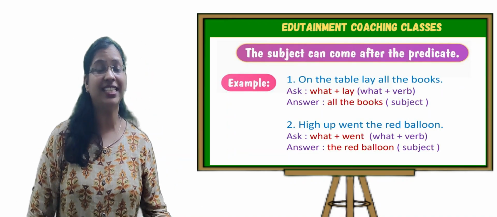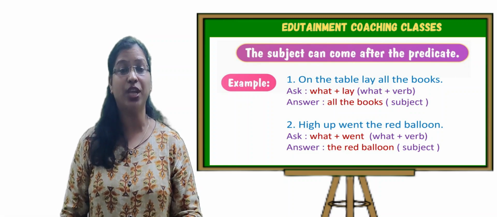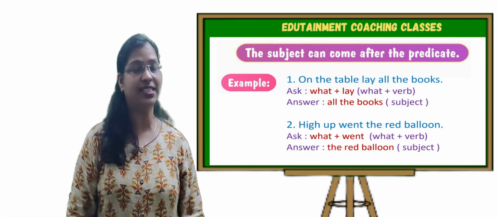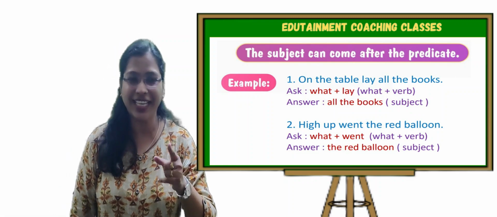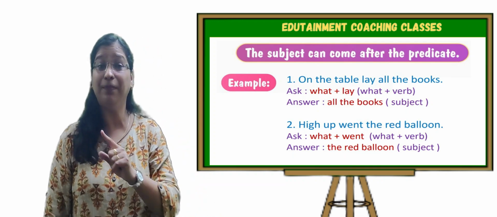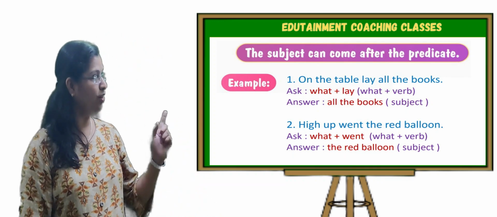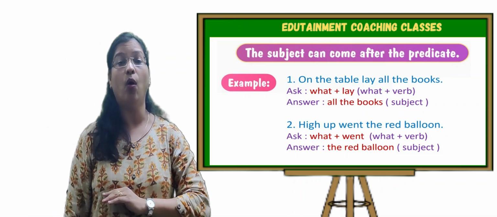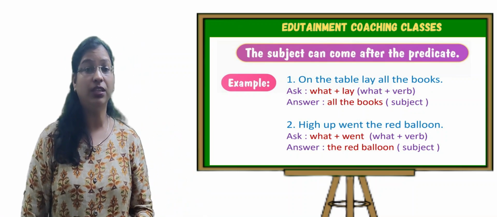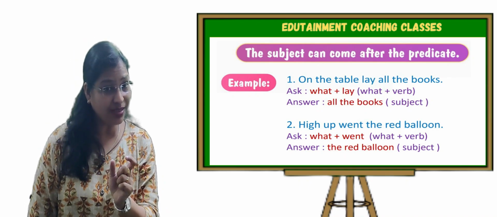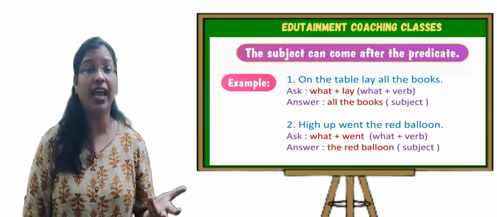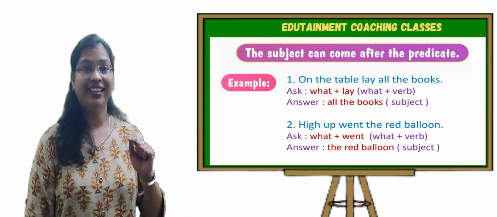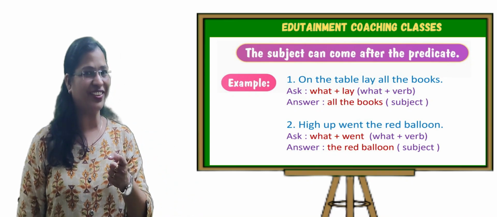Now in the previous examples, you have seen that the subject comes in the beginning of the sentence. But do you know that the subject can come after the predicate too? Now have a look at this example. On the table lay all the books. So here the verb is lay, right? So what lay on the table? Yes, you guessed the answer right.